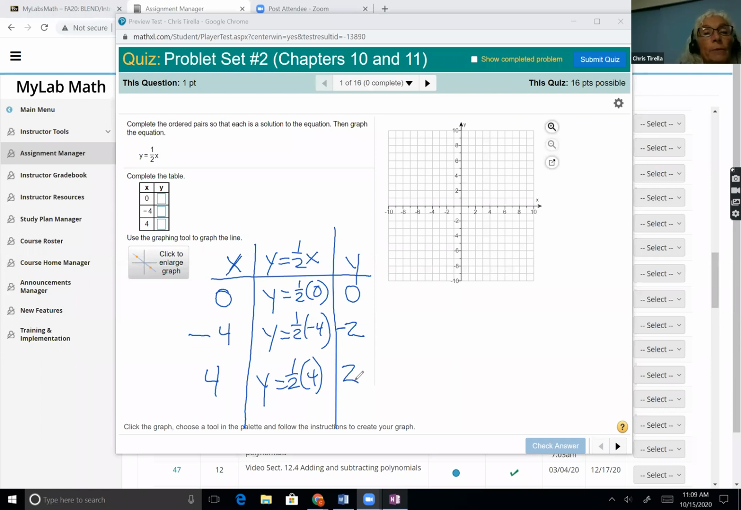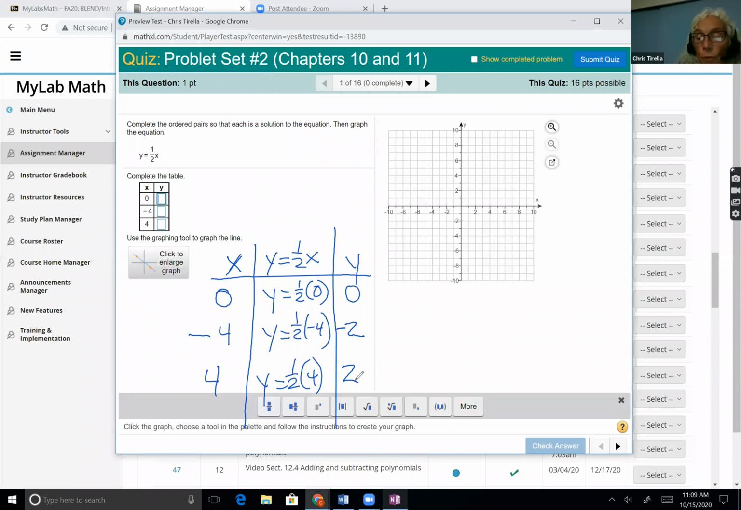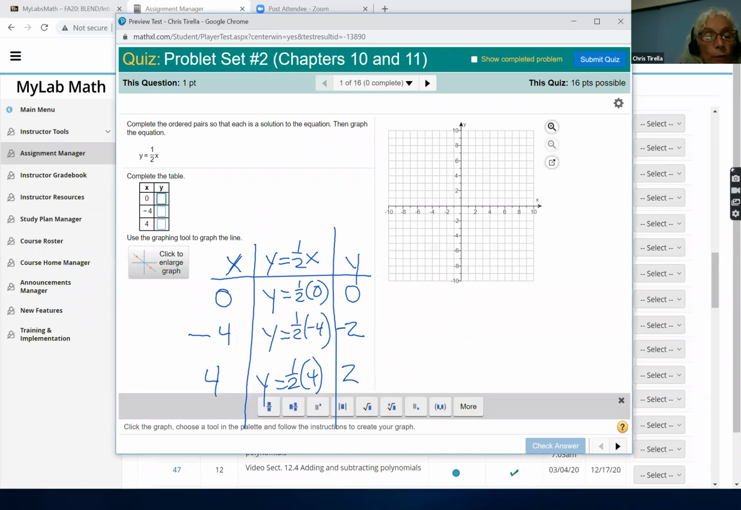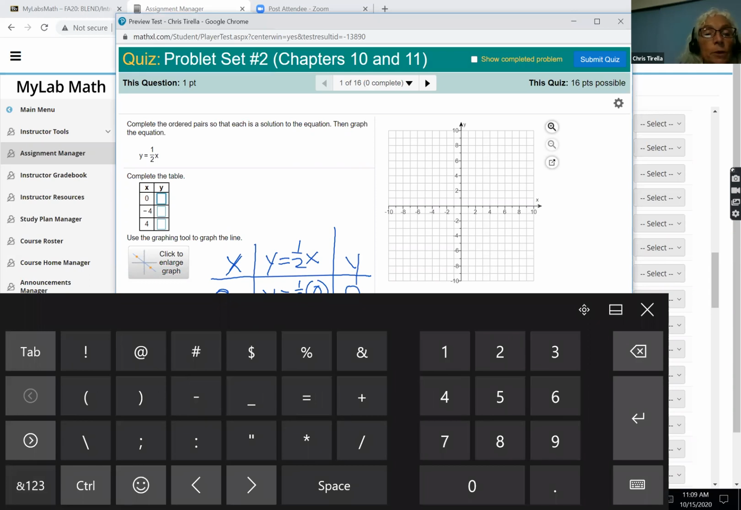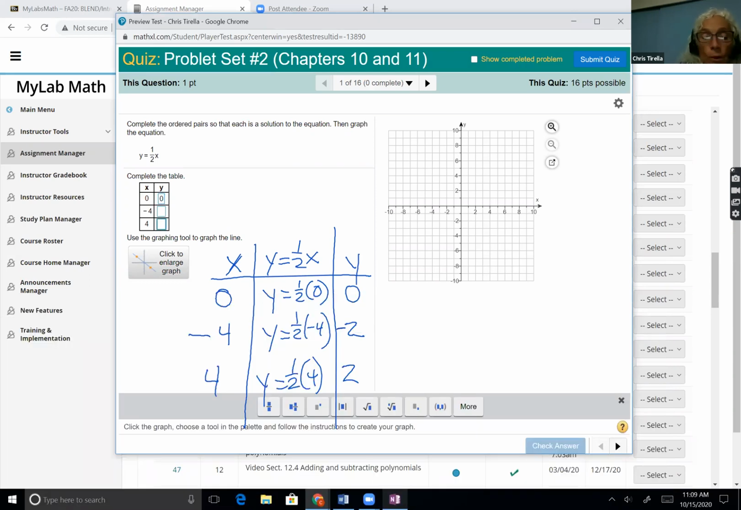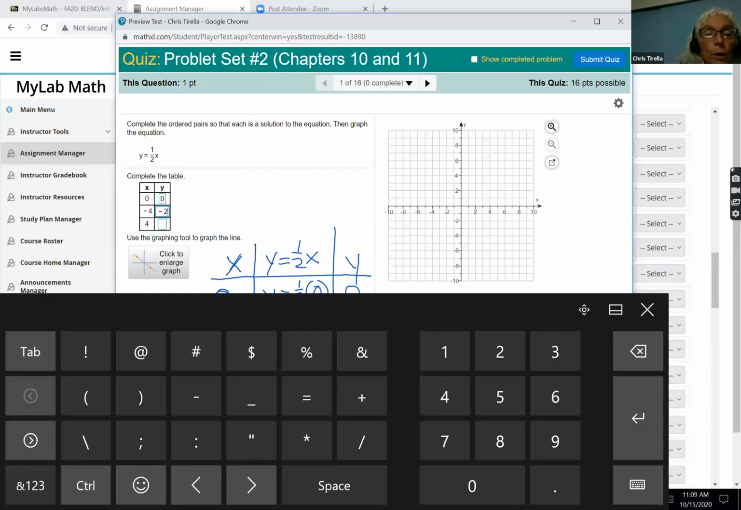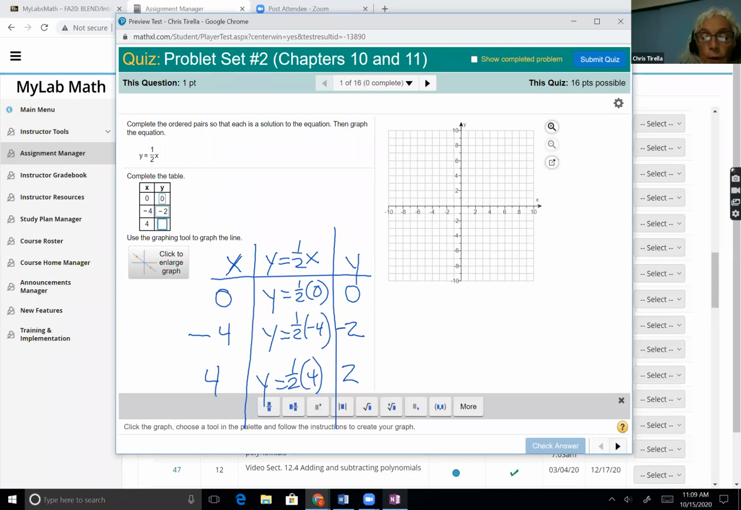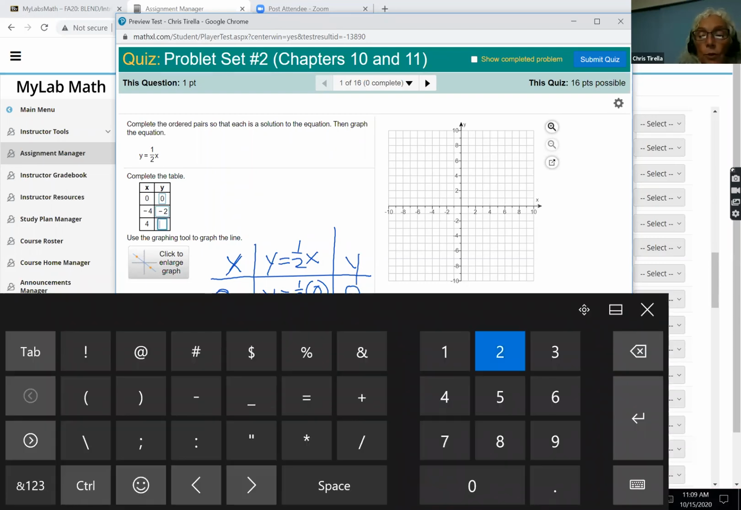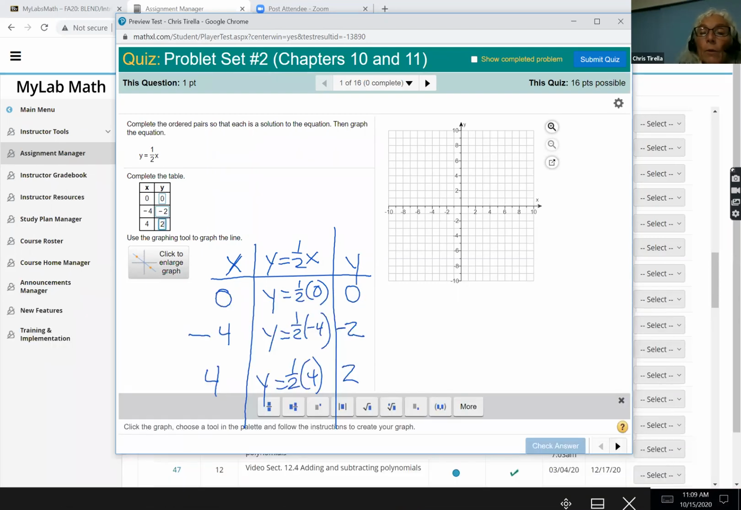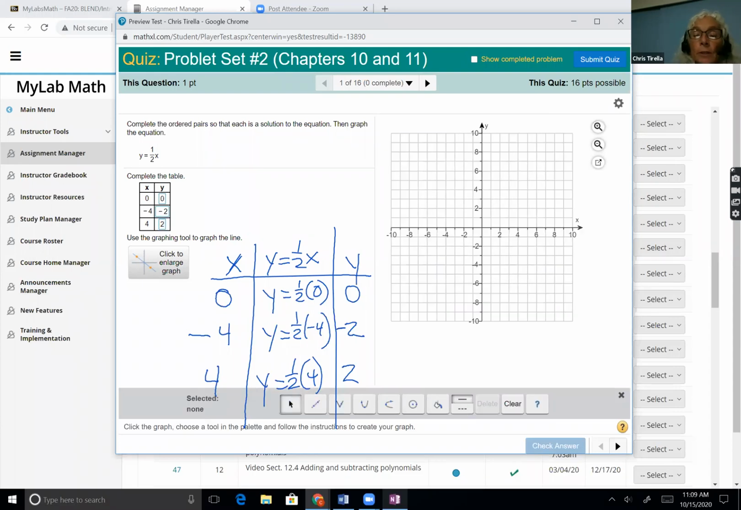And I'm thinking as I go through and fill this in, they're not going to let me move on to the graph until I type those in. So the first one is 0. The second one is -2. And the third value is 2. And now when I go to graph it, is everybody comfortable?